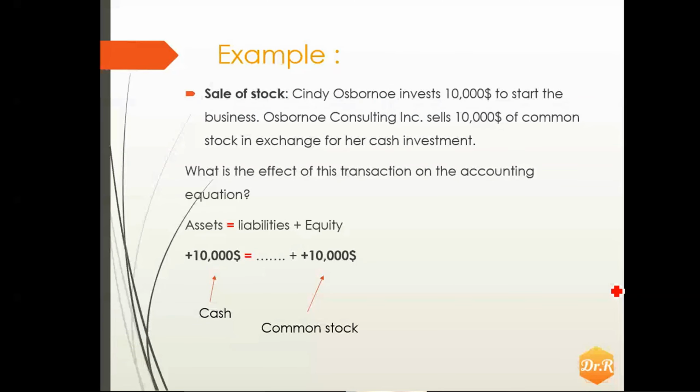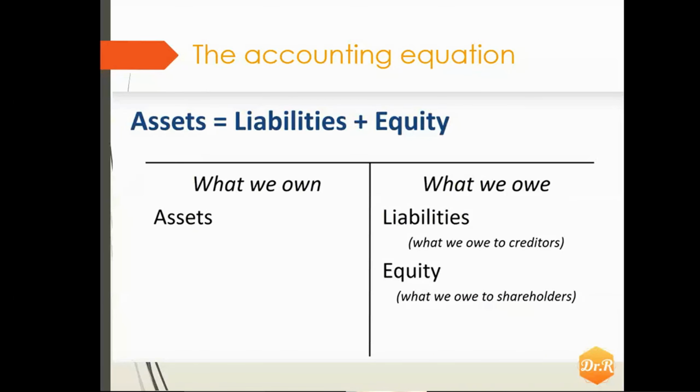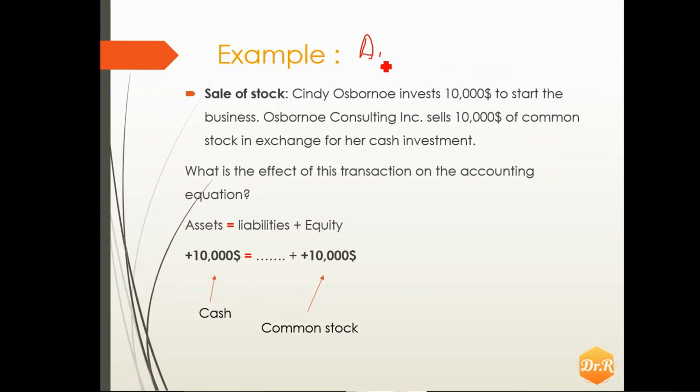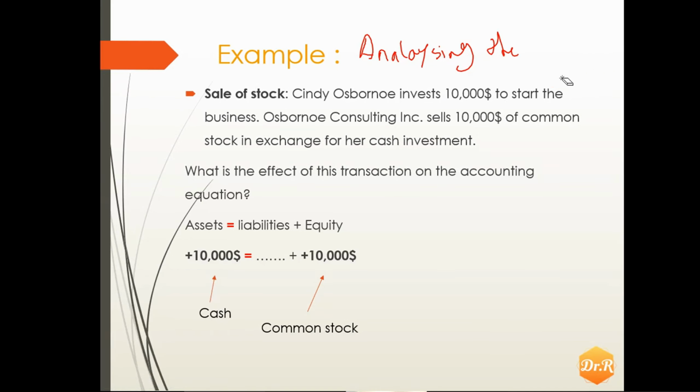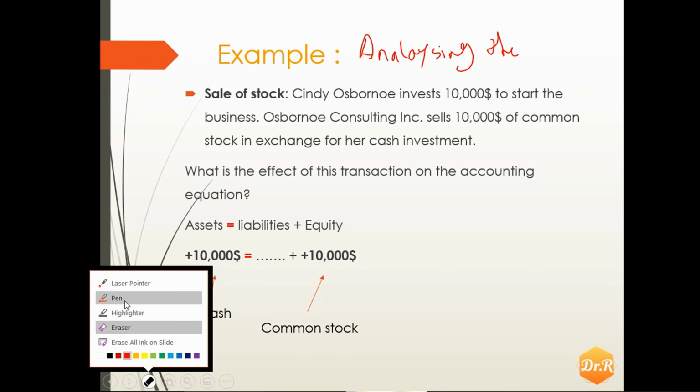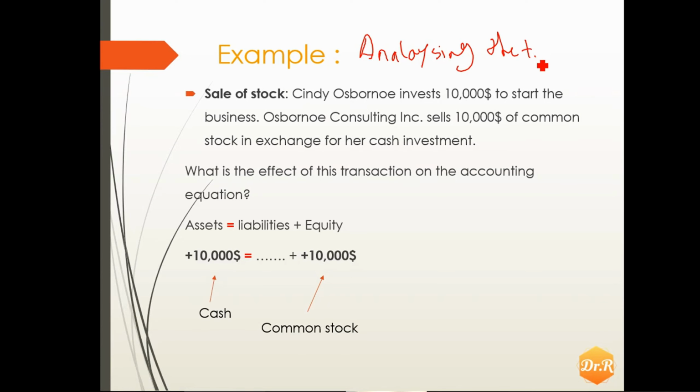Now we come to analyzing transactions. This example is about analyzing the transaction, which means that if any transaction happens, we have to analyze it to be able to record it in the book.